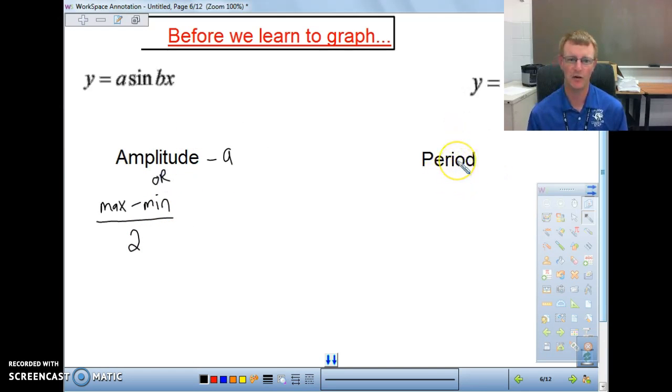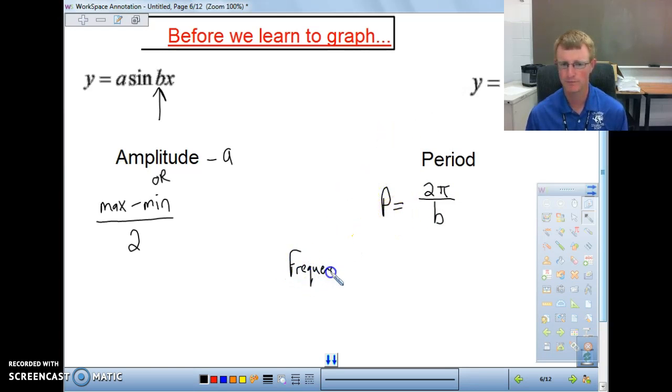For your period, your period is not a specific part in your equation. Your period comes from your B. So how do we use that? Well, period will be equal to 2 pi over the frequency. So 2 pi is our typical full circle. If we divide that by the frequency, that will give us how long it takes for our graph to go through one full cycle.